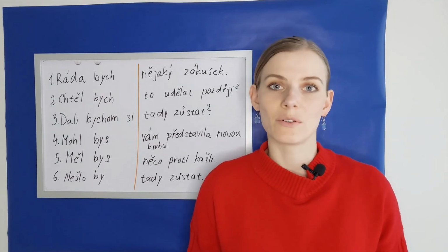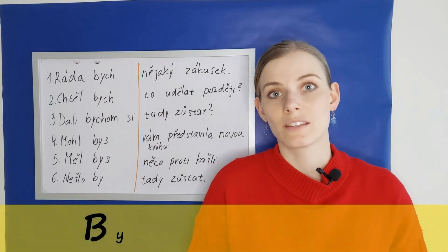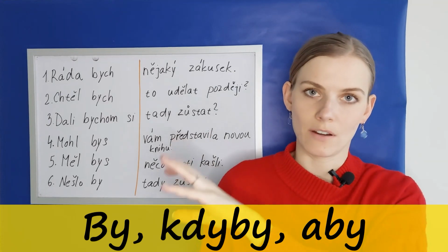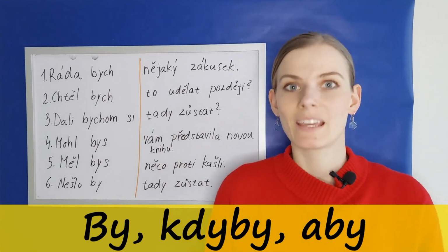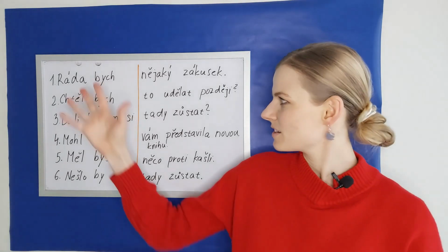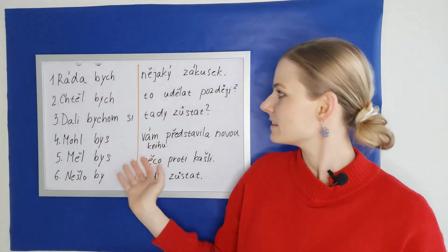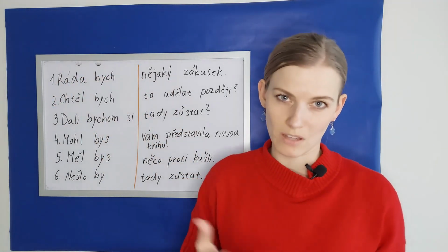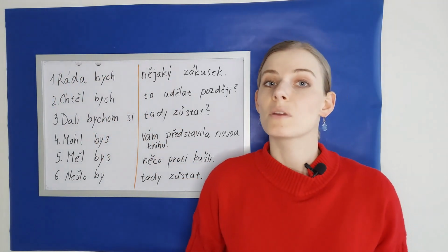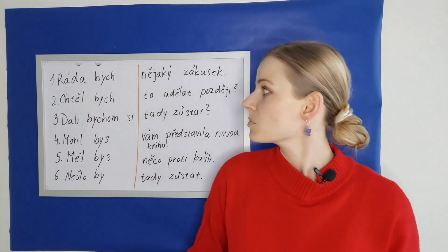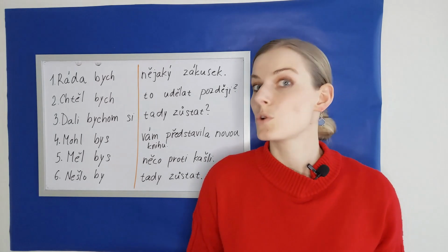Today we will have a look at examples of sentences containing the form by and their other variants, kdyby and aby. We will cut to the chase right away. As you can see here, there are 6 sentences or 2 columns and 12 parts to be exact. And we need to build 6 sentences containing the form with by. We are going to work together.